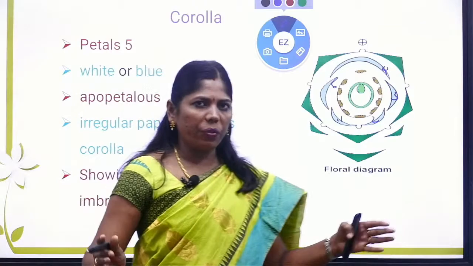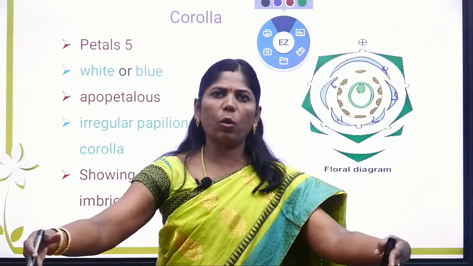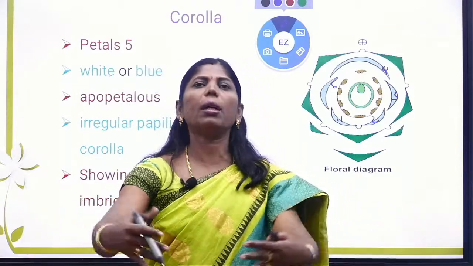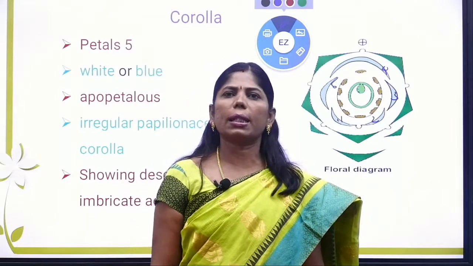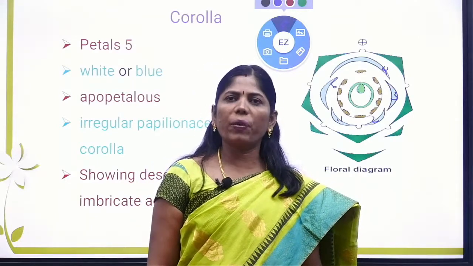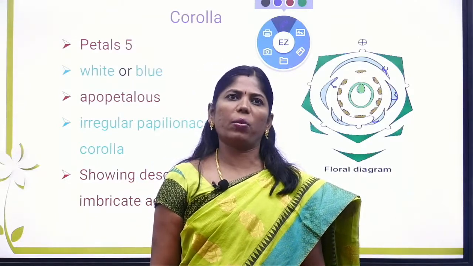Descendingly imbricate means first the posterior petal overlaps the lateral, and the lateral overlaps the anterior. Okay, so that condition is showing descendingly imbricate estivation.